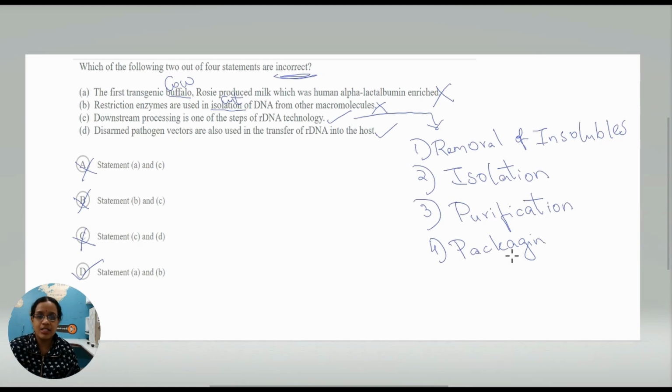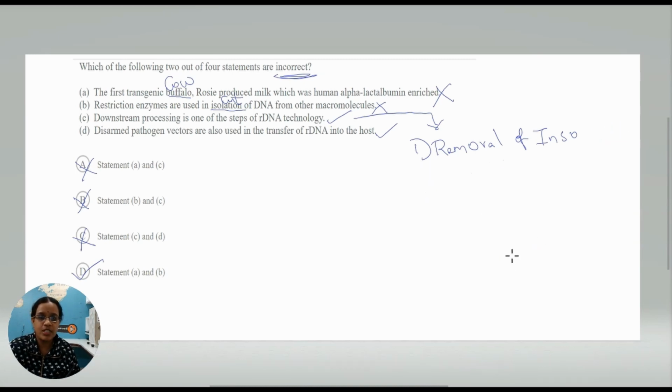Now, let's go to the last statement, which is giving us information about vectors. Disarmed pathogen vectors are used in the transfer of rDNA into the host. So, what are vectors? Vectors are nothing but vehicles. They transport the gene of interest from one cell to another. Plasmids or phage DNAs are usually used as efficient vectors.